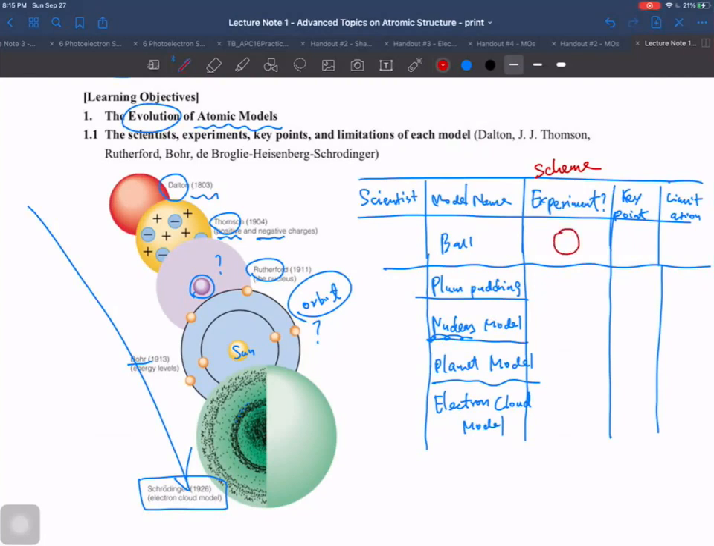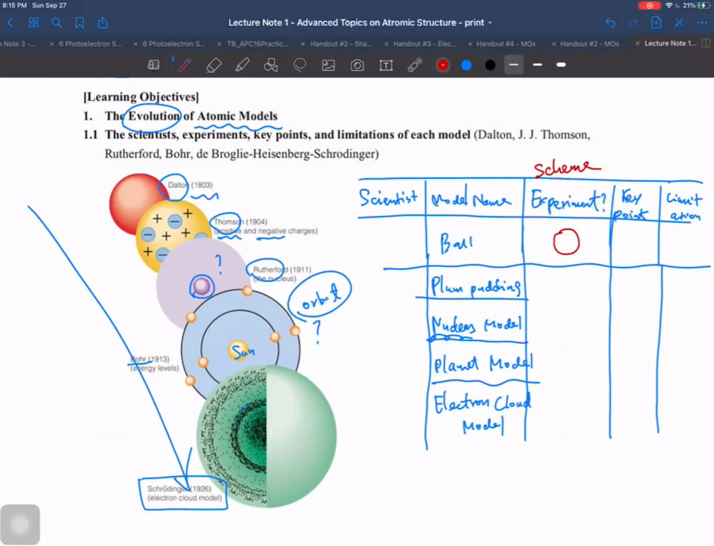And for the plum pudding model, if you read the book, I just want to give you an example. You probably see it's called CRT. What is the full name of CRT? The last T is tube. CRT. It's kind of the old version of the television. Definitely much older than you guys. Right now, the television is very thin, right? What is the full name of CRT?